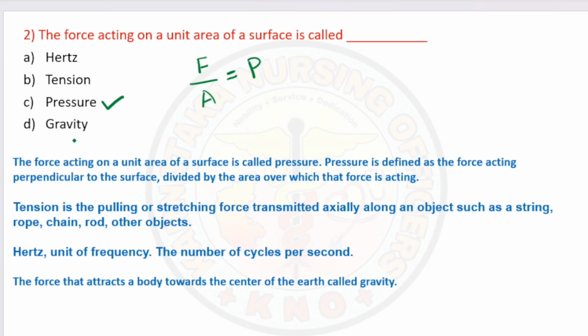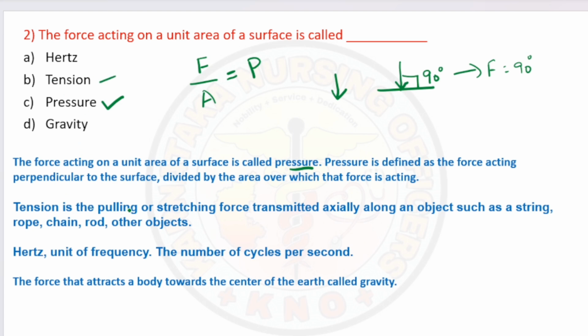So here the force acting on a unit area of a surface is called as pressure. Pressure is defined as the force which acts perpendicular to the surface. That is, force is always acting on a surface at an angle 90 degree. So this is called perpendicular to the surface, and this force divided by the area over which that force is acting is called as pressure. And what is tension?